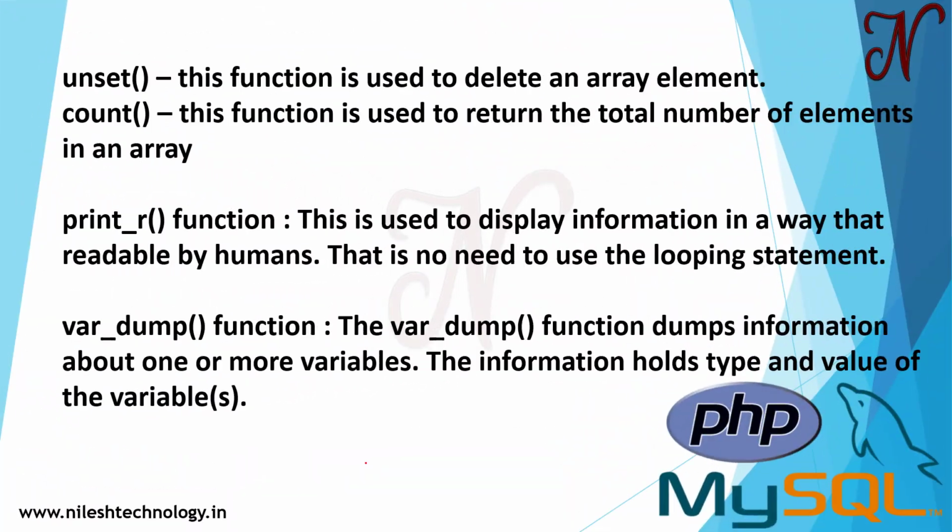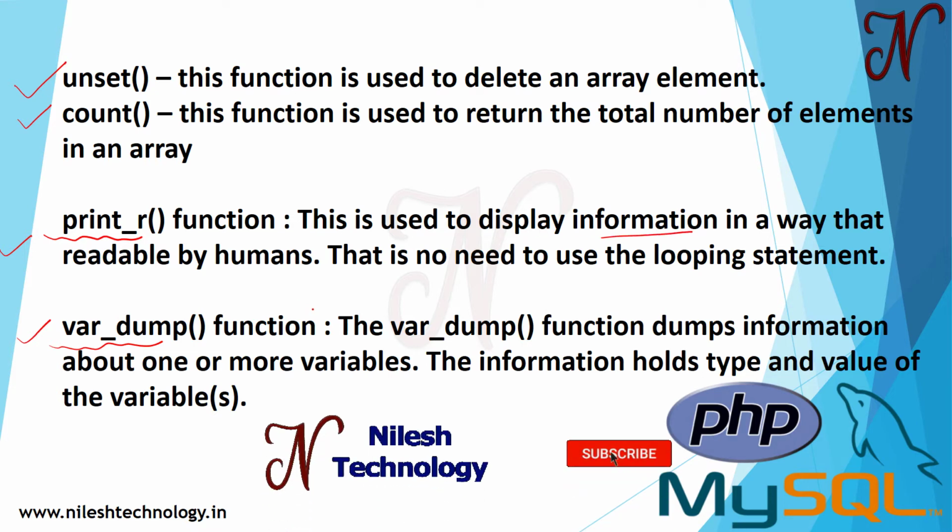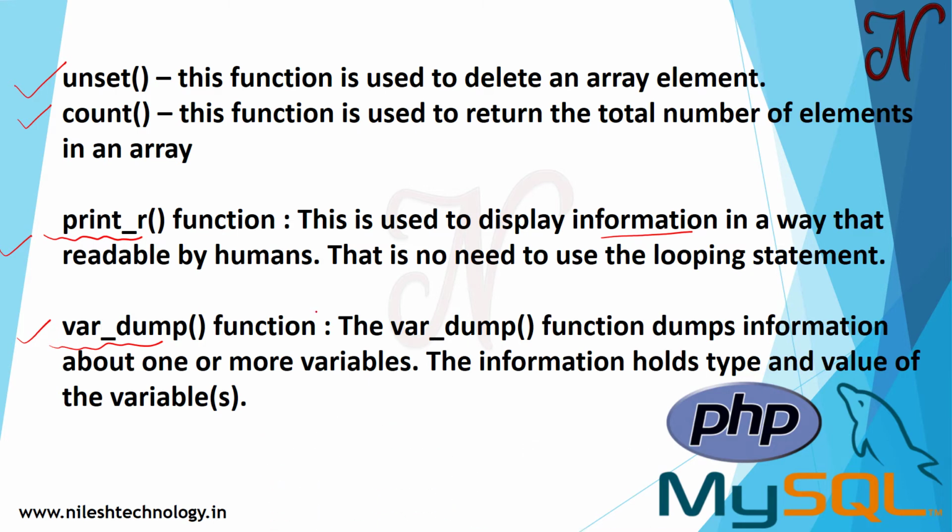So next one is that there are some built-in functions. So by using the unset function, we remove one element or delete an element at the specific index in an array. Then by using the count function, we count the total number of elements in an array, and there are two built-in functions, print_r and var_dump. By using these two functions, we print the array directly without any loop. Okay, so print_r is used to display the information and var_dump is used to display the information with its data type and the value of the variables.